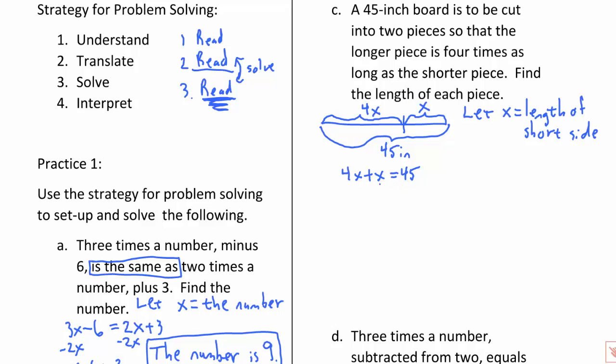So we get 4x plus x, that gives me 5x equals 45. Now 5x equals 45 just means I need to divide by 5, which gives me the solution, or the solution set, to be x equals 9. 45 divided by 5 is 9. Now, x is the length of the shorter side. That means that 4x is the length of the longer side, yes?